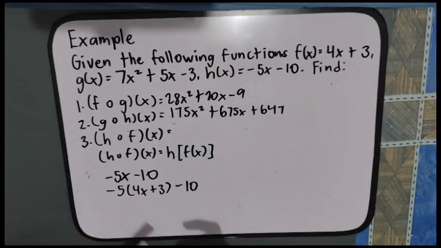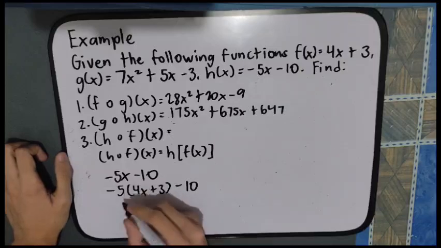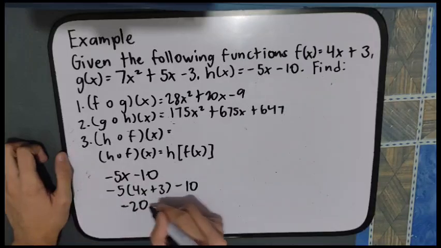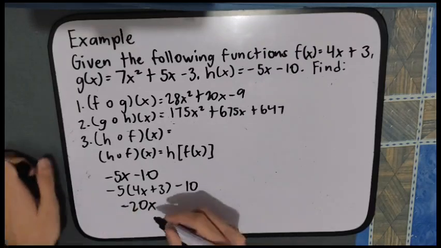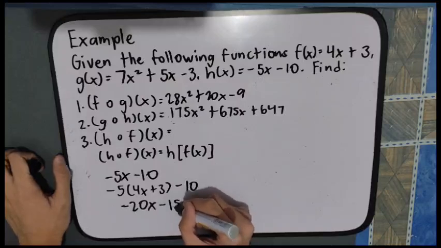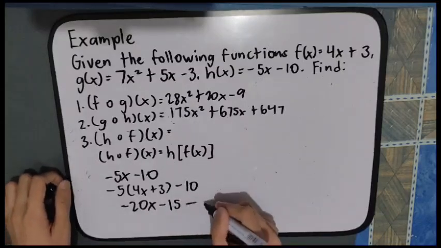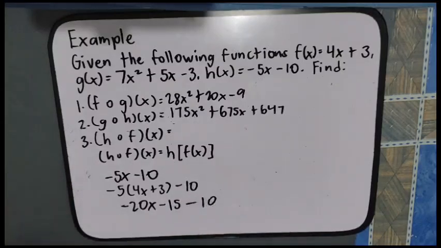After this, we're going to distribute. So multiply negative 5 with positive 4x and negative 5 with positive 3. So negative 5 times 4x, we have the answer of negative 20x. Then negative 5 times positive 3, we have the answer of negative 15. Then copy negative 10. And now we're going to combine like terms.